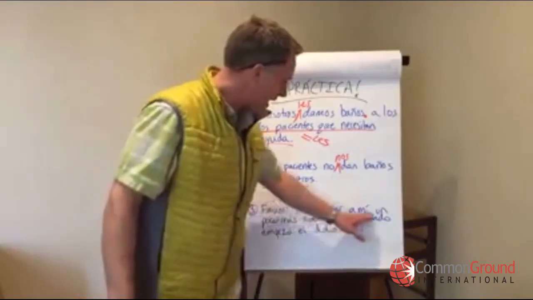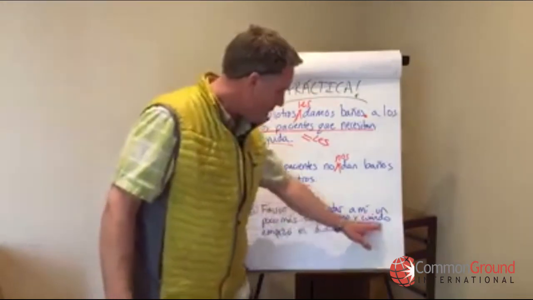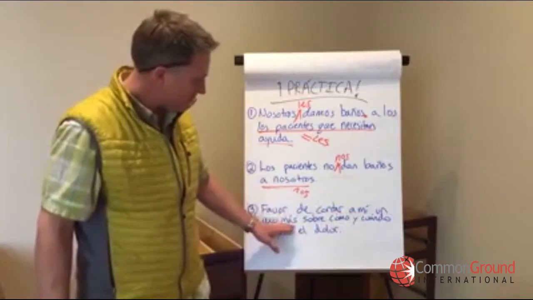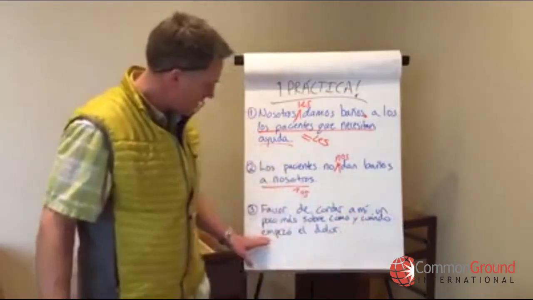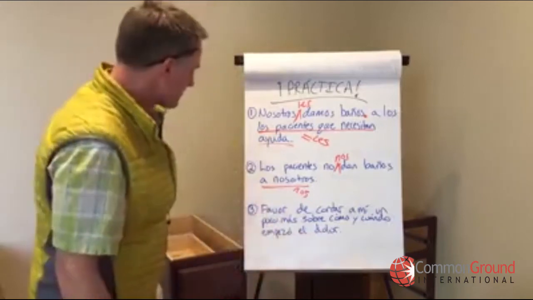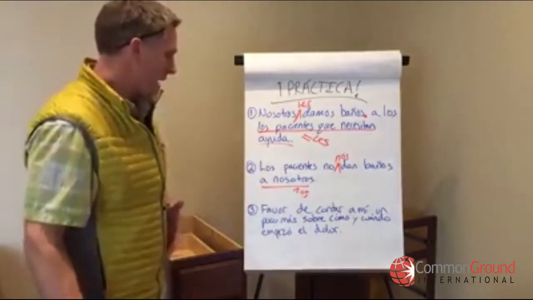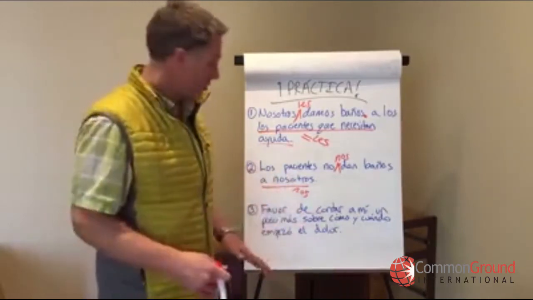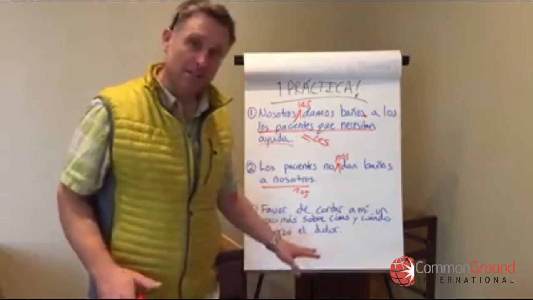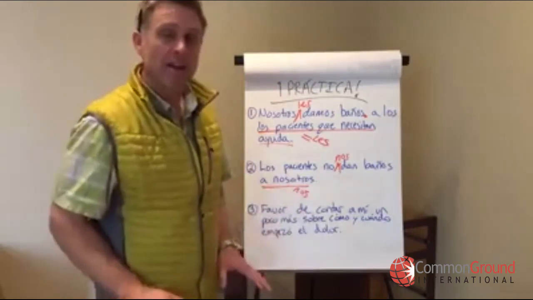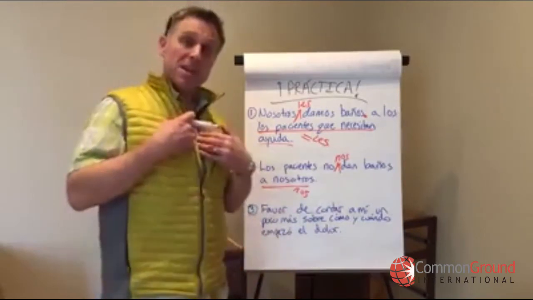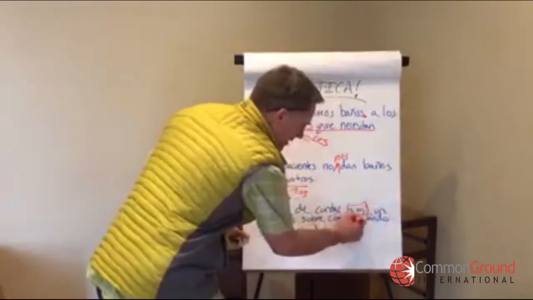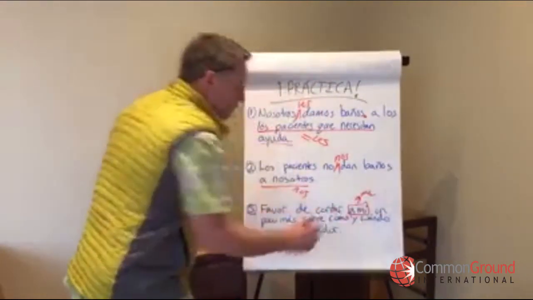Okay. Favor de contar a mí un poco más sobre cómo y cuándo empezó el dolor. Please tell me a little more about how and when the pain started. Okay. What's being told? How and when the pain started. So that's the direct object. We're not going to fool with that. To who is that being told? To me. Okay, favor de contar a mí. So here's our indirect object. That's going to get replaced with me, but where's it going to go?